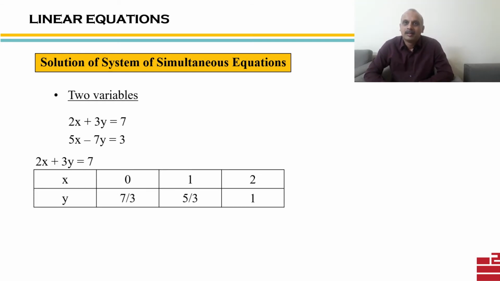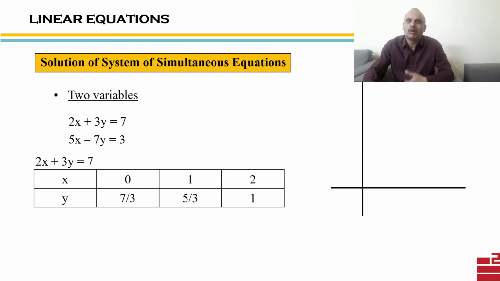If I draw this table based on the first equation, I will get these points. I could have got many more points, but I am just taking these 2 points. Similarly, if I plot these points on the coordinate axis, we have seen in one of the previous examples that this is the graph we were getting.